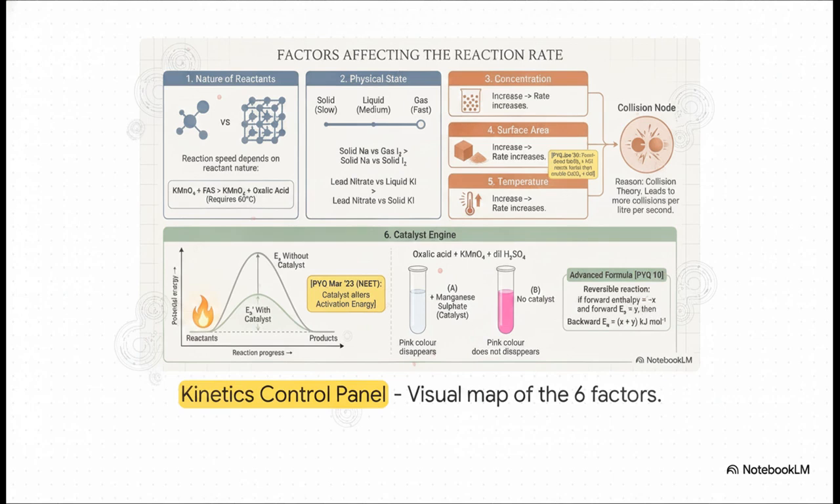You can clearly see the nature of reactants, the physical states from solid to gas, plus concentration, surface area, and temperature, all of them feeding right into that central collision node. And then right at the bottom, we have the catalyst engine, complete with that activation energy graph and the exact test tube color change from the PYQ we analyzed. Honestly, try to take a mental snapshot of this complete image. When you're sitting in that exam hall, this is exactly the map you want to recall.